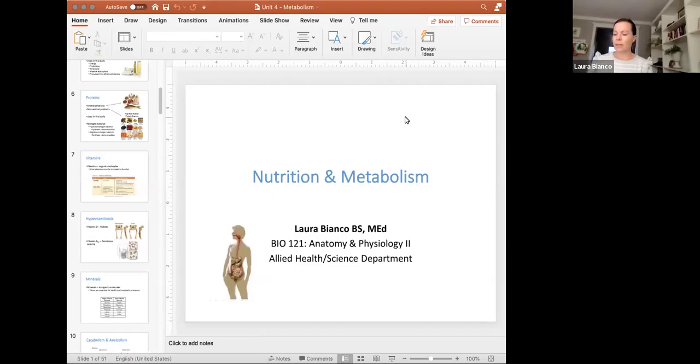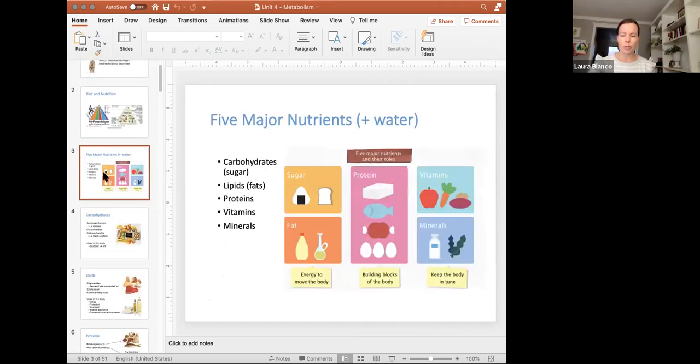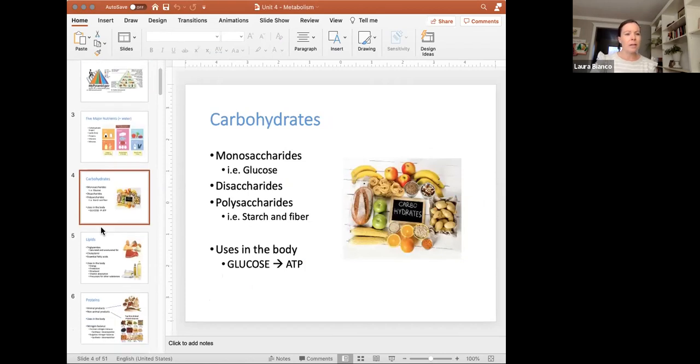All right, this will be an overview of more of the metabolism section of the Unit 4 material. I'm going to primarily focus on that because the nutrition section is pretty self-explanatory. I will go over just the major nutrients really quickly, mainly just to focus on their uses in the body.